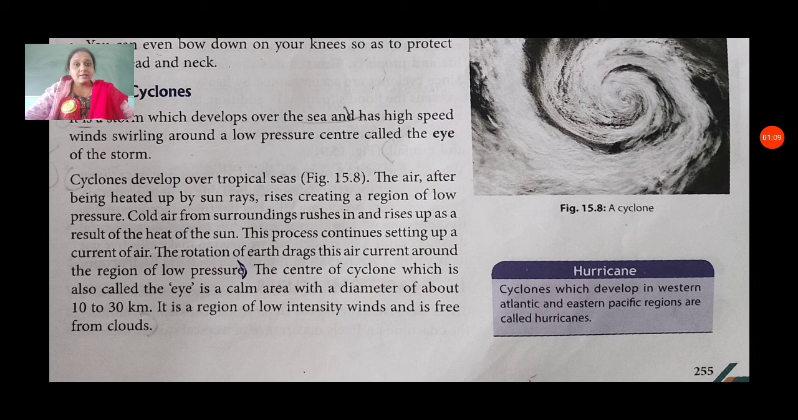The center of the cyclone is also called the eye because it looks like an eye. You can see here in figure 15.8, in the center, it looks like an eye.